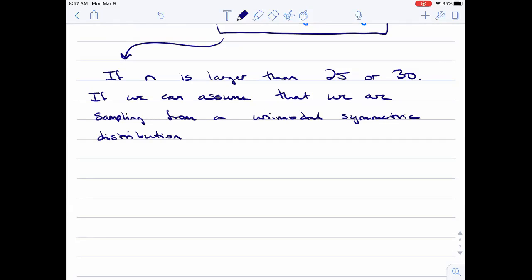You could even have a uniform distribution if you wanted to, but we wouldn't really talk about the average there anyways. So usually we're talking about the normal distribution, right? So if we can assume that we're sampling from a unimodal symmetric distribution, we can assume the mean follows a normal distribution.